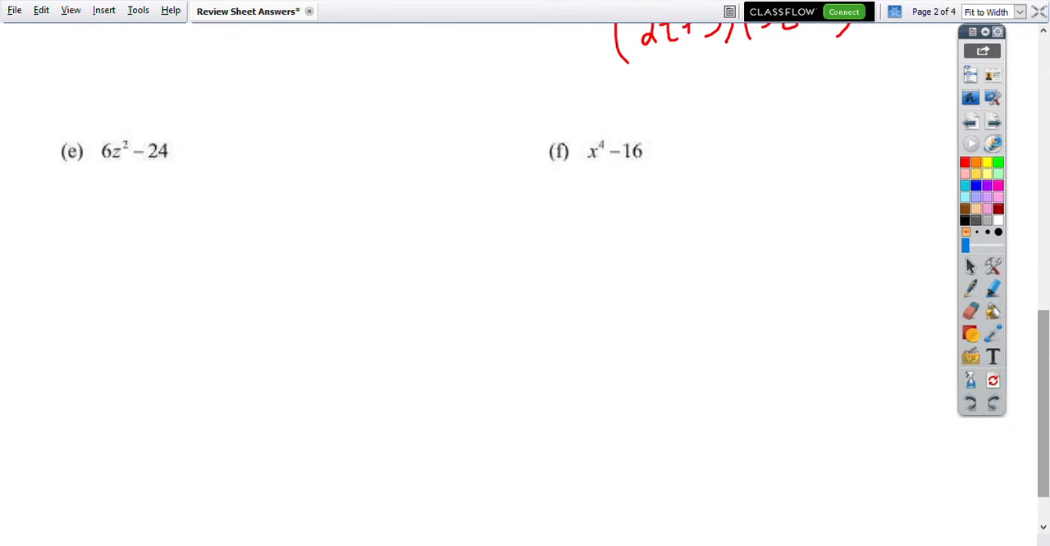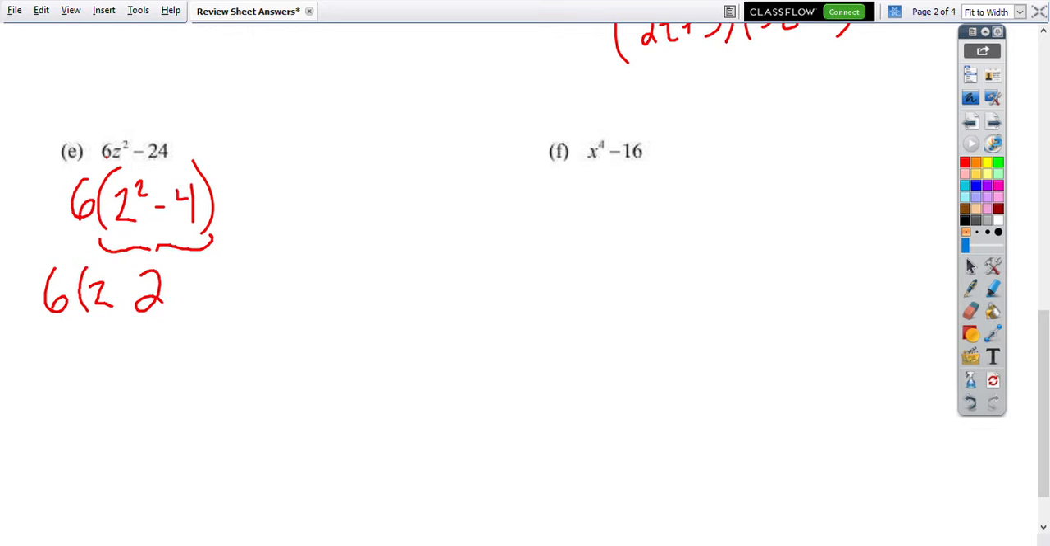Dropping down, letter E. First thing we check for is a GCF, and there is. They have a 6 in common, so we take the 6 out, and we get left with z squared minus 4. And then we're checking to see if it factors again. And this does indeed factor. They're both perfect squares, and there's a minus sign. So this is going to be a z and a 2 with a plus, and then it repeats, but this time there's a minus sign.